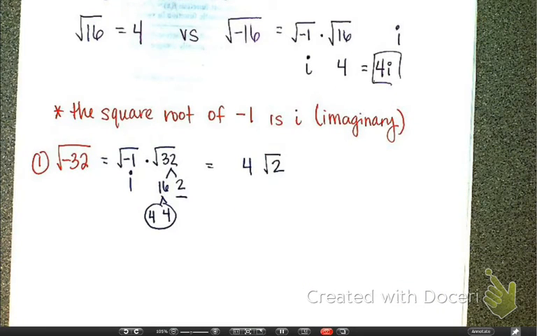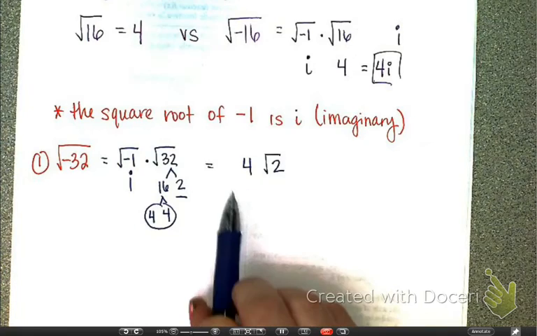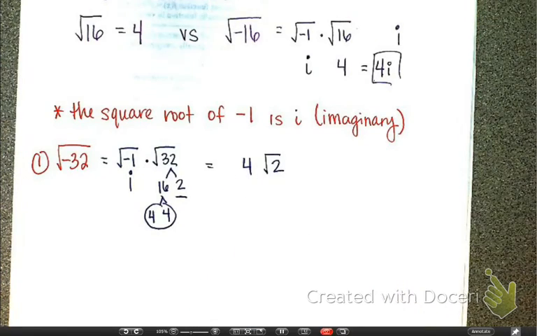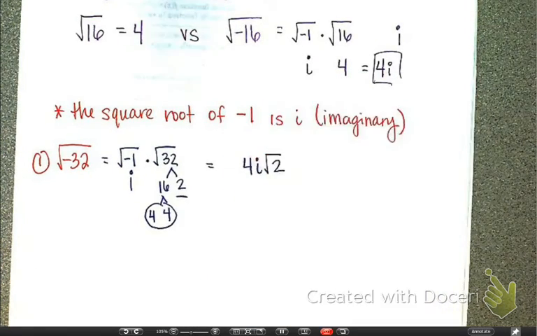Where do you think I'm going to place the I? Where do you think the I is going to go? Okay, where? In front of the 4 or after the 4? After the 4. It's going to be used like a variable. So your answer is going to be 4I square root of 2.